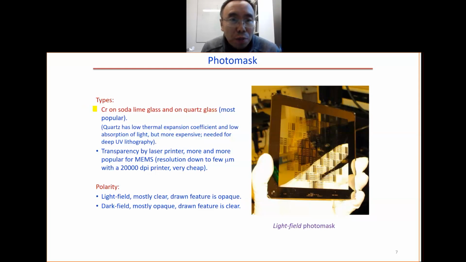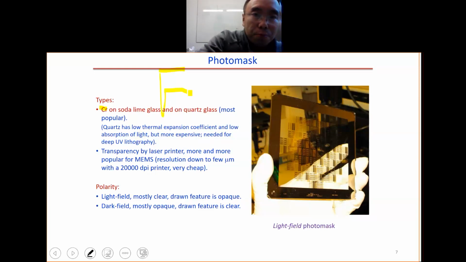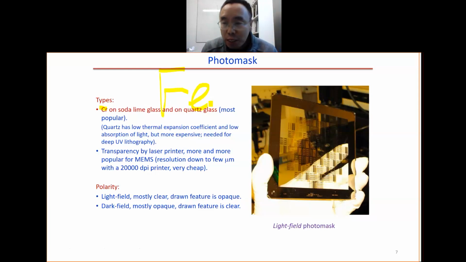So why do we use chrome? First, chrome is very stable. It will not get rusted. We know that iron gets rusted in air, but chrome will never get rusted. Actually, if we add chromium to iron, then we have stainless steel.